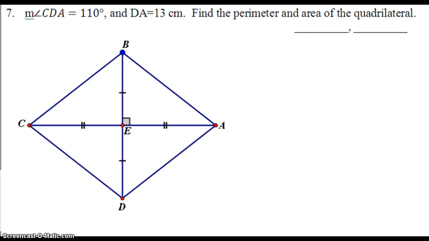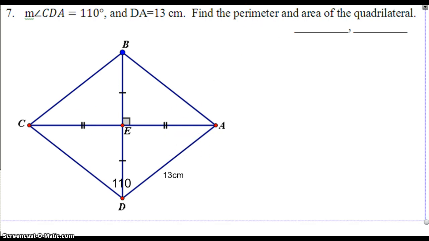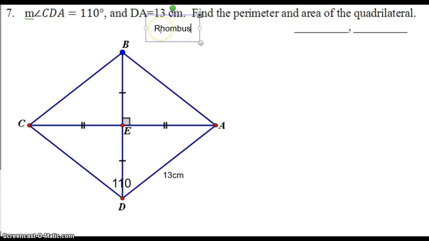Okay, number 7. We have an angle of 110 degrees. So my 110 is my big angle down here. And I also have a side length of 13 centimeters. So I have to look at this quadrilateral and say, okay, what figure could I have? I have diagonals that are perpendicular, but those diagonals are not congruent to one another. So I should be able to conclude that I have a rhombus. And I know the area is equal to the diagonal times the diagonal divided by 2.